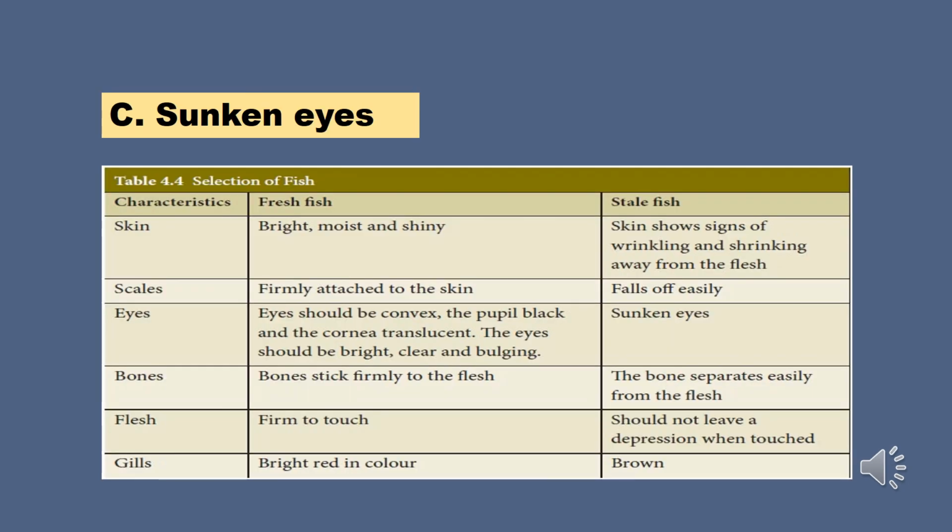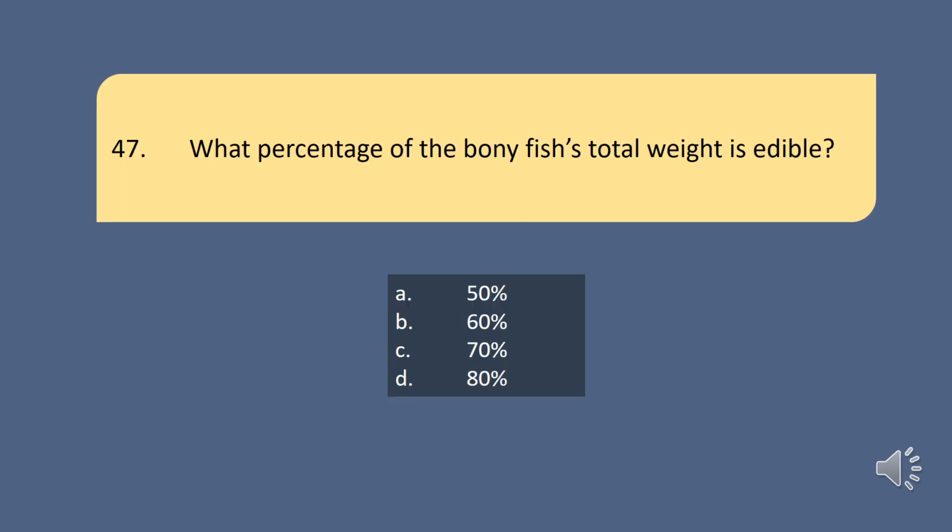The correct answer is letter C. Sunken eyes. As you can see in the table below, when the eyes of a fish are sunken, it is stale. 47. What percentage of the bony fish's total weight is edible?